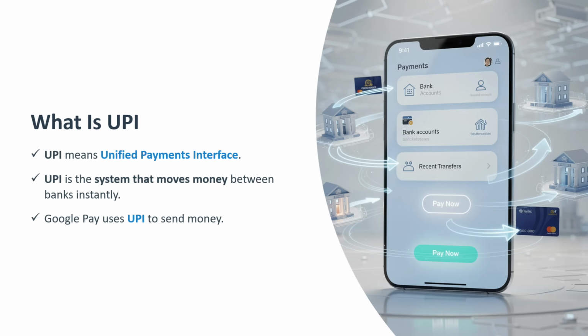Now we will see what is UPI. UPI means Unified Payments Interface. UPI is the system that moves money between banks instantly. Google Pay uses UPI to send money.